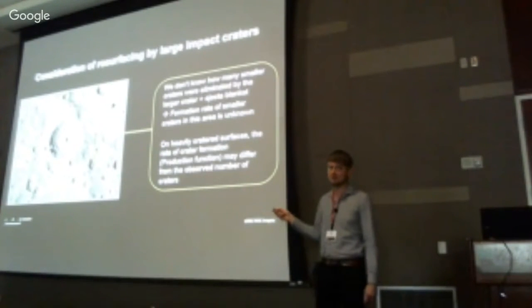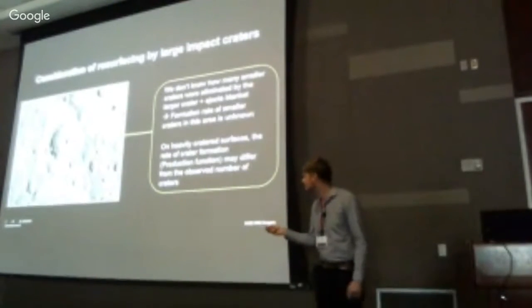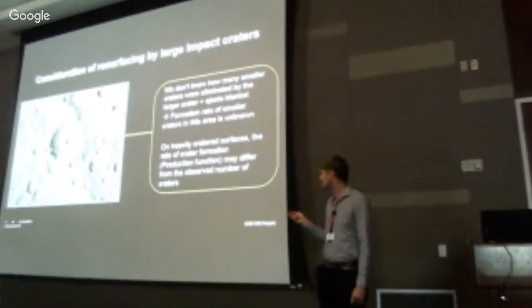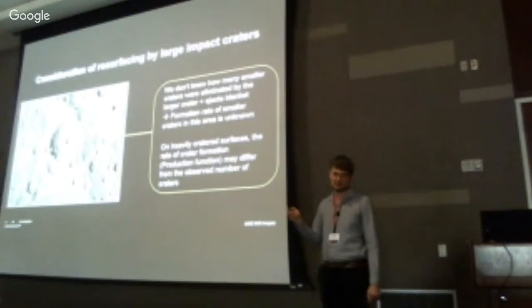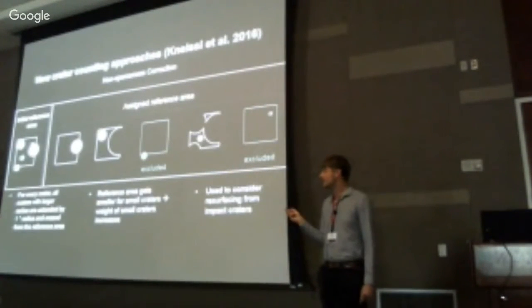So that means we can only be certain about the formation rates of smaller craters outside the influence area of this large crater. Okay? That means that on heavily cratered surfaces, the rate of crater formation may differ from the observed number of craters. In order to consider that, there are 2 new crater counting approaches available. One is the non-sparseness correction.